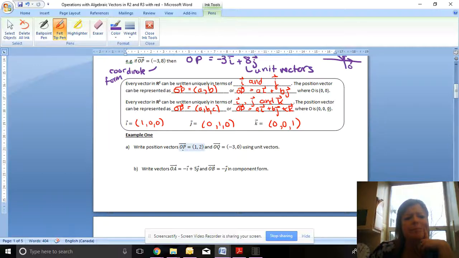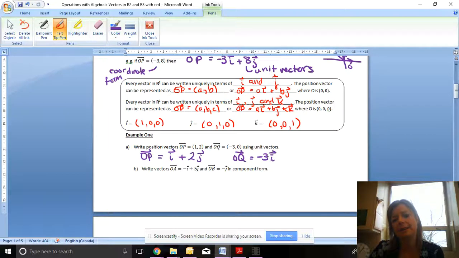So if you have position vector OP, how do you write that using unit vectors? It's ai, so the a here is 1, so you can just write i plus bj. So b is 2, 2j. It's as simple as that. OQ, its a value is negative 3, so negative 3i. And now it would be plus 0j, so you can just leave it like that.